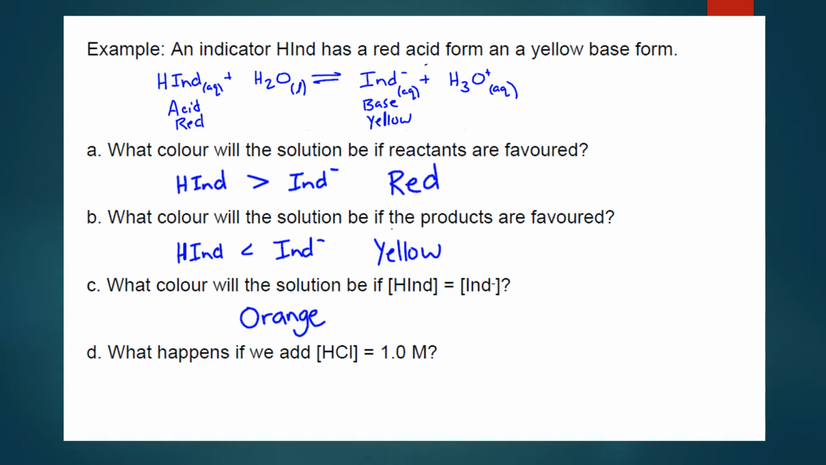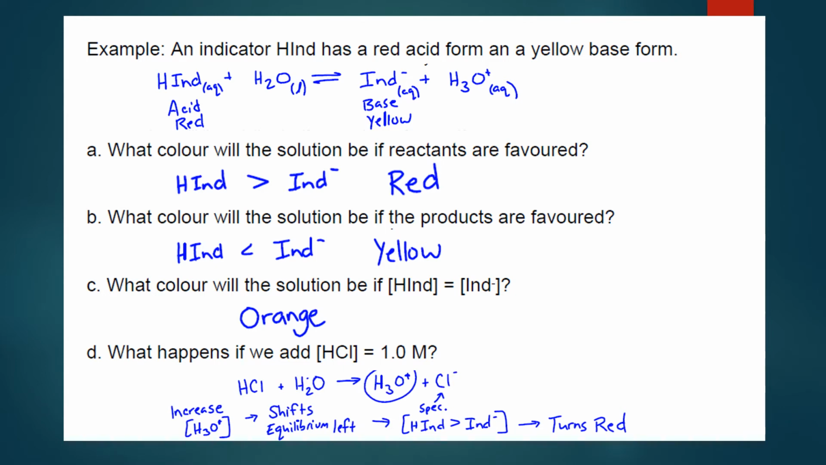Finally, question D has to do with shifting equilibrium. If we add hydrochloric acid, basically what we're adding is H3O plus. The chlorine is going to act as a spectator ion. It's not going to do anything, but we're going to be adding hydronium. If we add hydronium to that solution, we're going to shift equilibrium to the left, making more of the red acid form. So you can see there that if we're shifting equilibrium to the left, that means that we're going to have more of the HIND than the IND minus, and the solution will turn red.